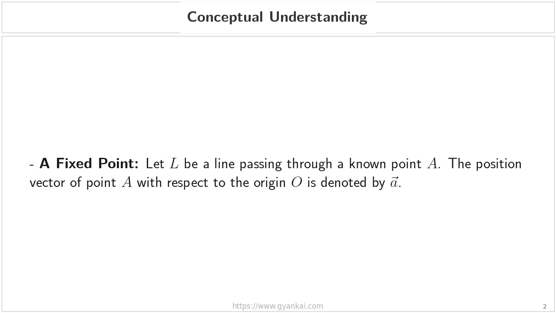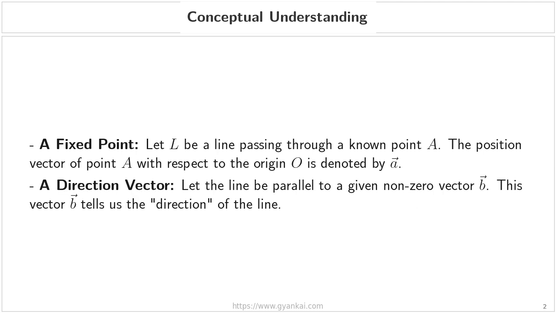This is the vector starting from the origin, O, and ending at point A, and we denote this vector A, with an arrow on top. This gives us our starting location in space. Second, we need a direction vector.